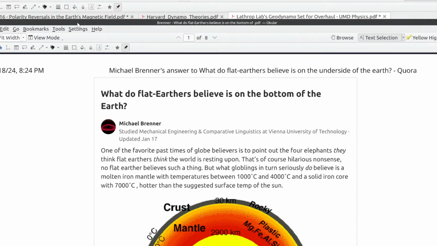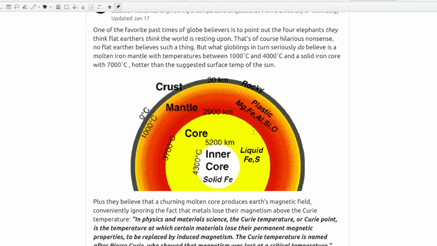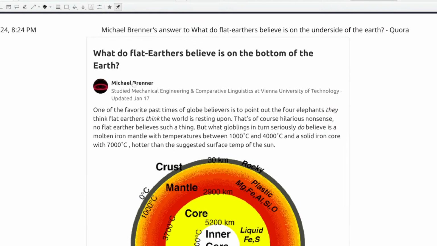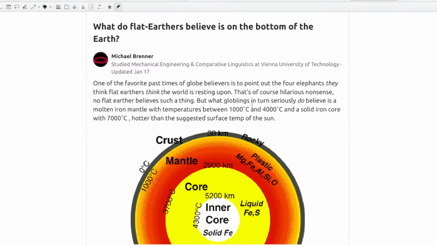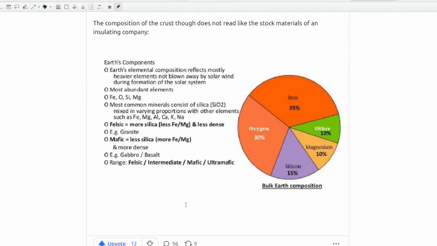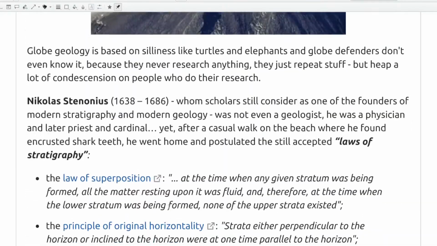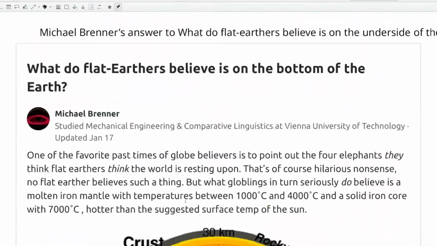Start here. Dude, I don't know, Toby. You said that these geodynamo papers were kind of boring, but that last one was pretty good. Well, that was an article. Oh, yeah, that last one was pretty good. Yeah, it was pretty interesting. So yeah, this is: what do flat earthers believe is on the bottom of the earth? And I like this one because it kind of gets into a lot of the assumptions that they make, that I thought was pretty relevant from what we just were reading.